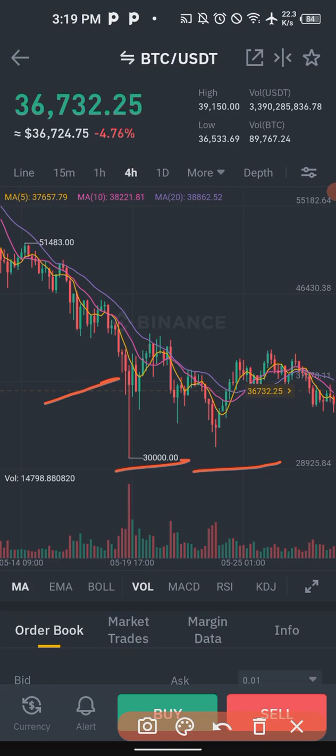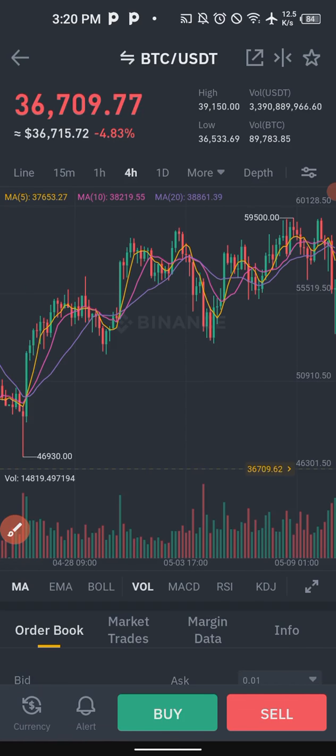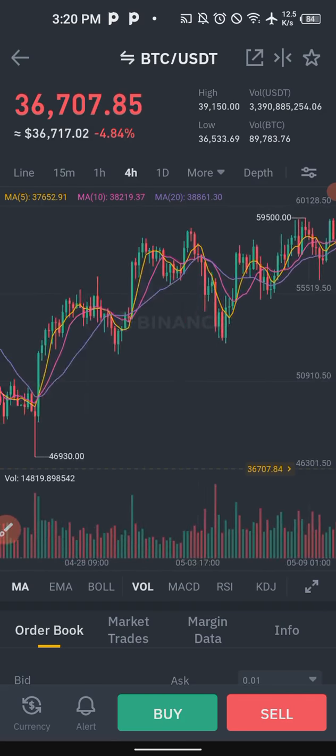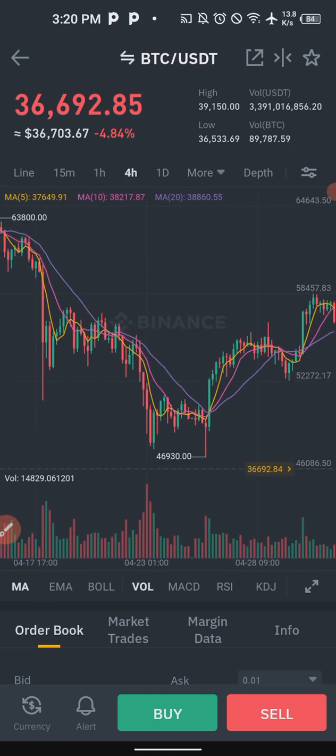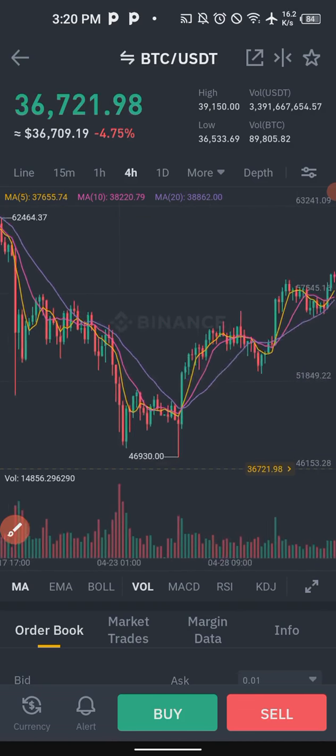Now let us look at the resistance level. Resistance level is where the price reaches and it cannot go above it. So let us look also from since March. So also since March, we can see a resistance level of 64. This has been the highest so far, since for a very long time. $64,000 before the price crumbled to this point.